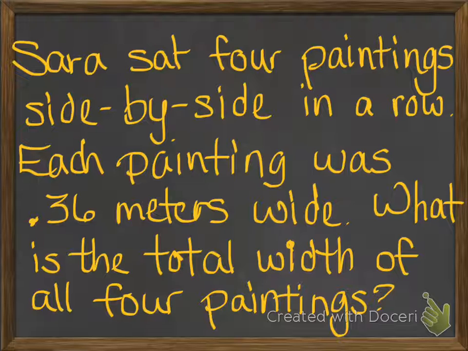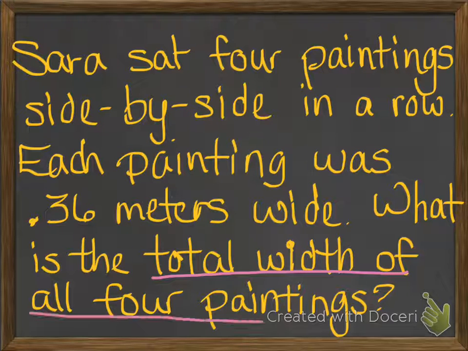Sarah sat 4 paintings side by side in a row. Each painting was 0.36 meters wide. What is the total width of all 4 paintings? So first we're going to ask ourselves, well, what is the purpose of the question? What was it asking us to do? We're trying to find the total width of all 4 paintings.